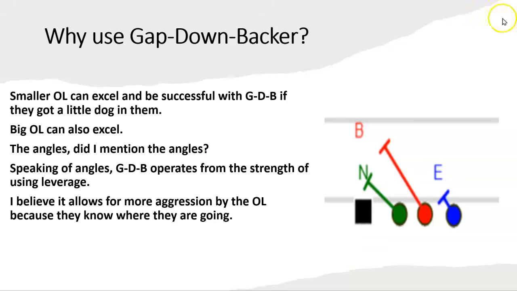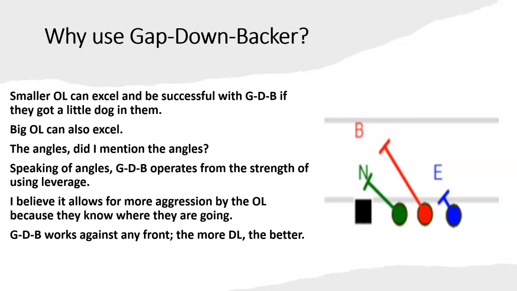Because high school defensive linemen don't do a lot of movement. I know some do, okay? But if he comes here and you can't get him, just keep going. Somebody else will get him. This guy here is blocking that way too most of the time, all right? So those are all advantages and reasons to use gap down backer.